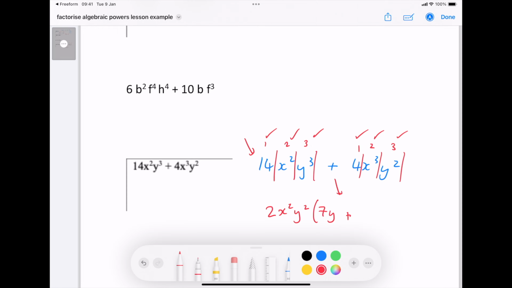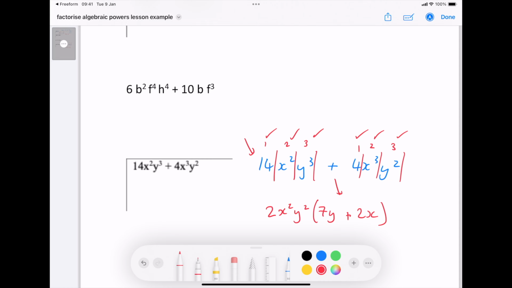Next is the plus sign. Okay, we need to make a 4, and we've got a 2 outside, so we need a 2 because 2 times 2 is 4. We need to make an x cubed, and we've got an x squared outside, so we put x. And then finally, we need to make a y squared, but we've already got a y squared outside. We leave it. We don't do anything. And that's the answer. That's it.